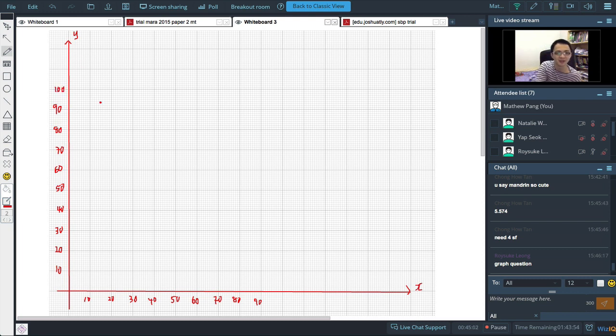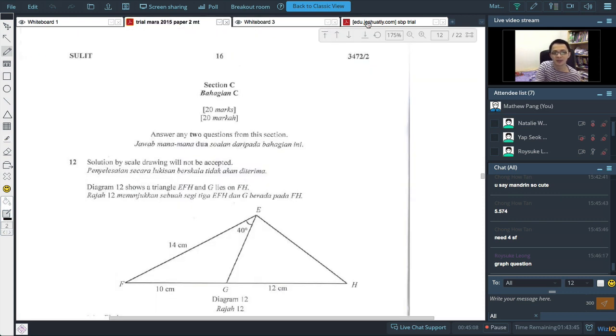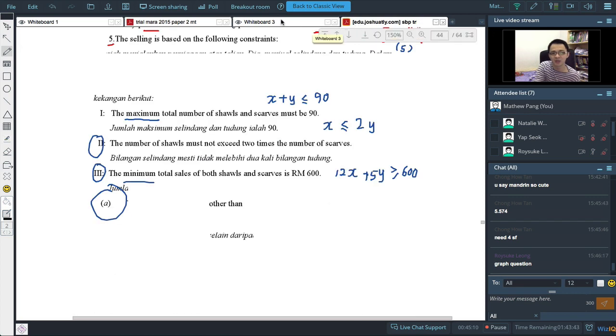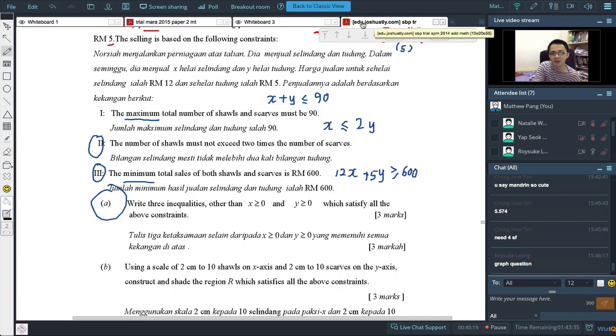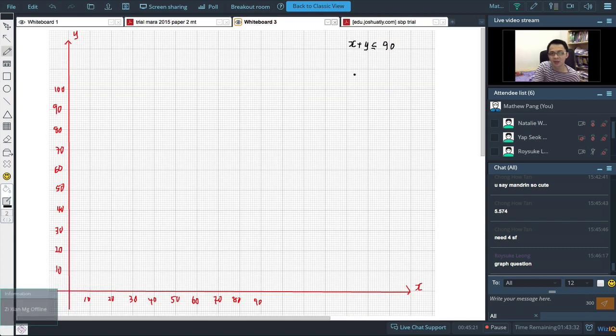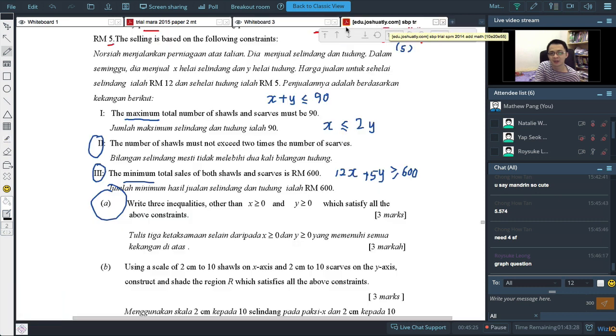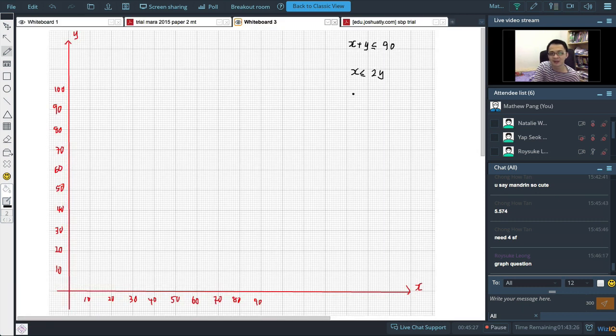Where's my equation just now? x plus y equals 90. And then the second one, x less than or equal to 2y. The third one, 12x, not 15x, but 12x plus 5y will be bigger than or equal to 600.